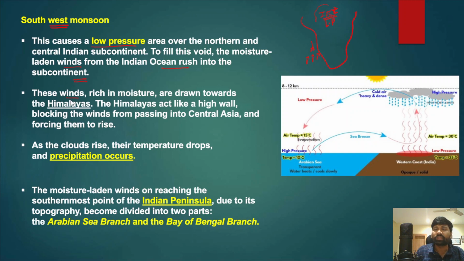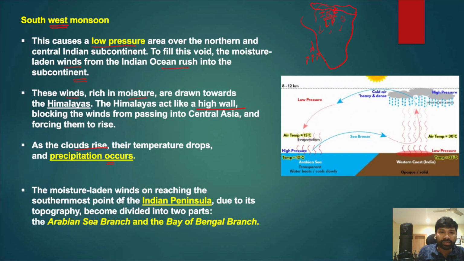And these moisture laden winds carry a lot of moisture with them, and they are drawn towards the Himalayas, and the Himalayas block these monsoon winds. The Himalayas act as a high wall against these monsoon winds, thereby preventing them from escaping into Western Asia or Central Asia and forcing them to give rise to a lot of rainfall over the Indian subcontinent. I hope you have understood this. And as the clouds rise, the temperatures also drop significantly, and precipitation occurs in this region because of the Himalayas acting as a block for the monsoon winds.